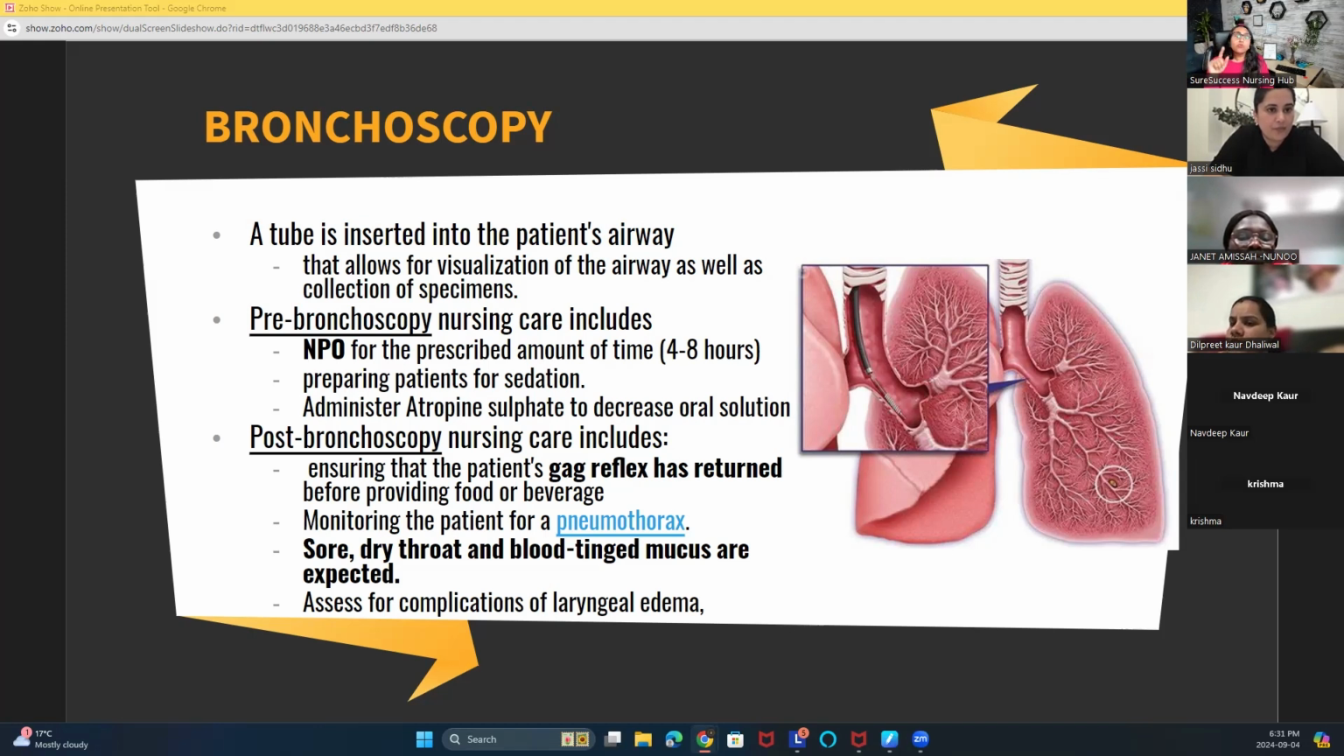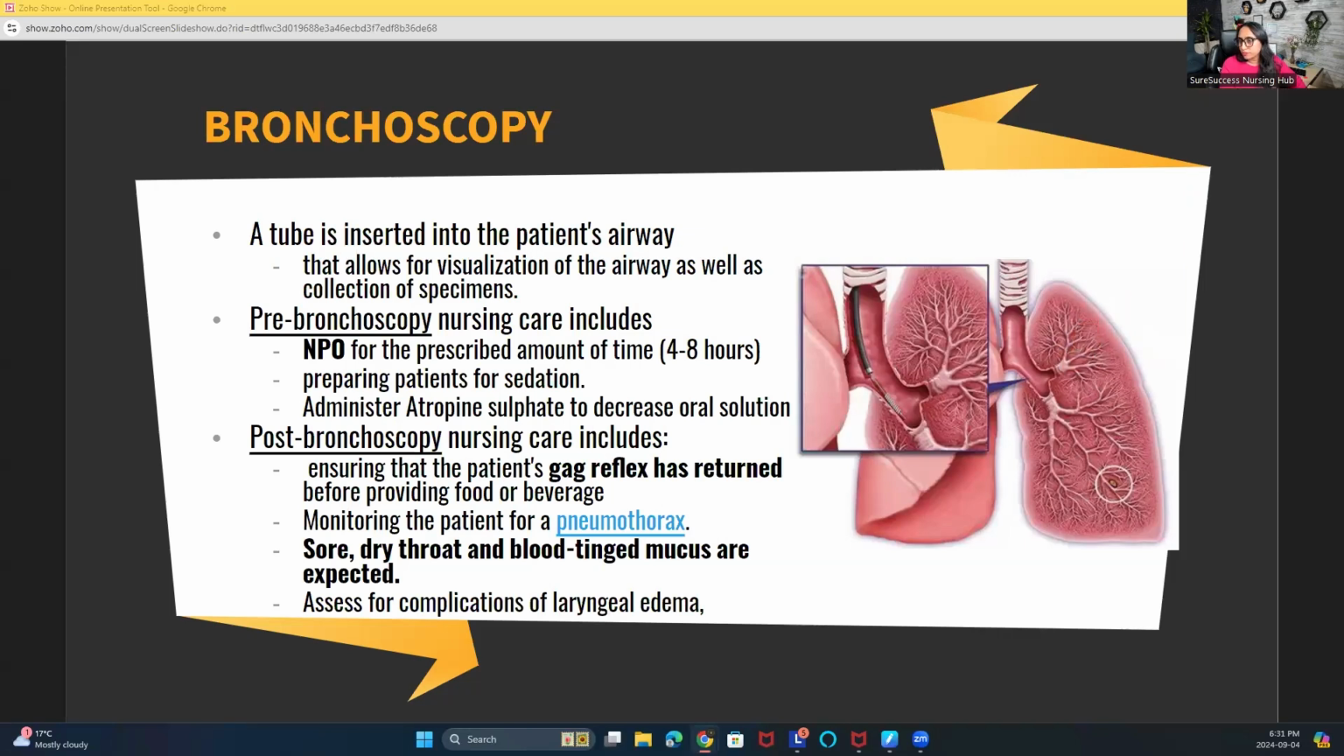So whenever you are doing any question with the scopes, whenever you are inserting any foreign thing, you can puncture the organ. And puncturing of the lungs, what do we call it? Pneumothorax. Very good.